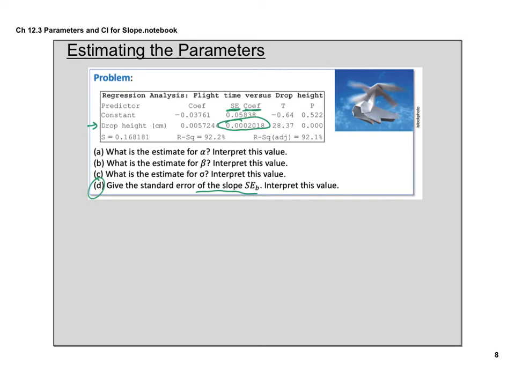So remember that it's beta times your x, where x is drop height, and beta is your slope. So here's our standard error of the sampling distribution of slope. So what does that mean? So SE, the standard error of the sampling distribution of b, is equal to 0.0002018. Now, what this gets at is this is your standard error coming from the sampling distribution.